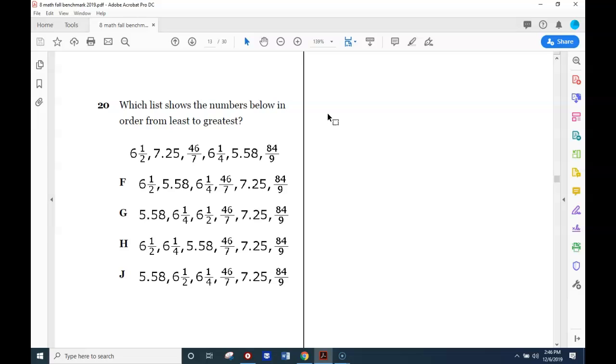G, 5.58, 6 1/4, 6 1/2, 46 over 7, 7.25, 84 over 9. H, 6.5, 6 1/4, 5.58, 46 over 7, 7.25, 84 over 9. J, 5.58, 6 1/2, 6 1/4, 46 over 7, 7.25, 84 over 9.